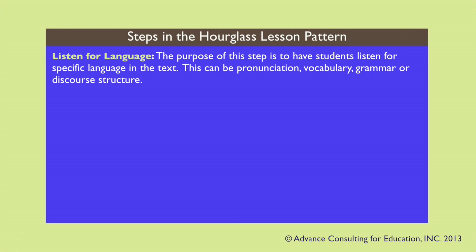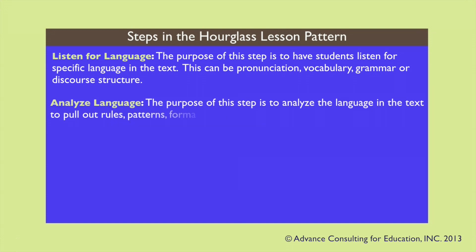The fifth step of the lesson pattern has students actually analyze some piece of the language. So they're looking for rules, patterns, format, or word meaning, and usually they're either doing this in pairs or small groups, or you're doing it as a class. This activity once again focuses on form, but now we've switched to productive skills. Students aren't listening anymore, they're either speaking or writing.